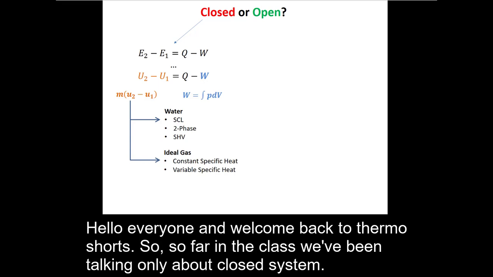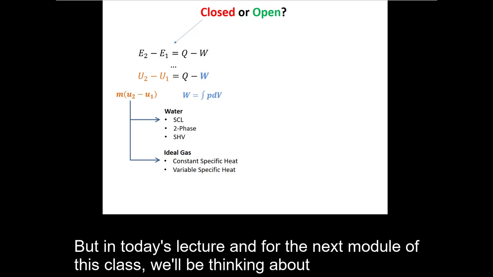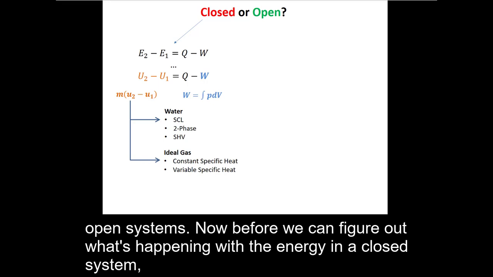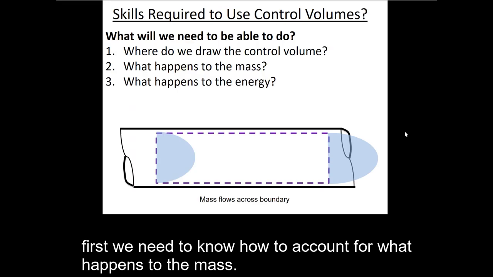So far in the class, we've been talking only about closed systems. We have a process or a flow chart that I'm showing here for how to solve those problems. But in today's lecture and for the next module of this class, we'll be thinking about open systems. Now, before we can figure out what's happening with the energy in a closed system, first, we need to know how to account for what happens to the mass.